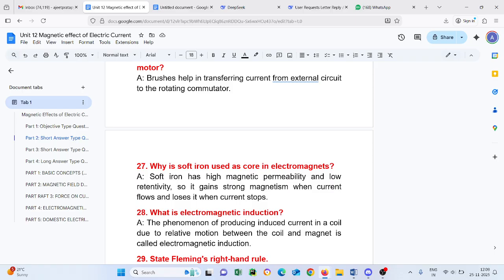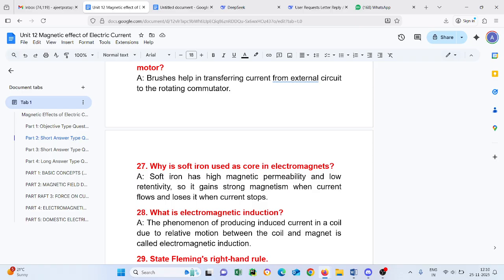Why is soft iron used as a core in an electromagnet? Soft iron has high magnetic permeability and low retentivity. So it gains strong magnetism when current flows and loses it when current stops.